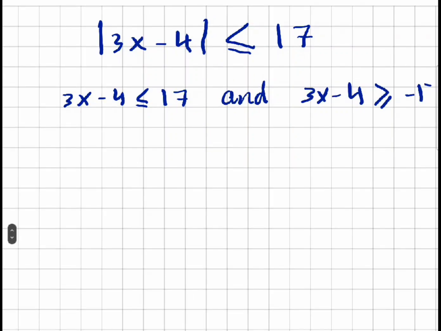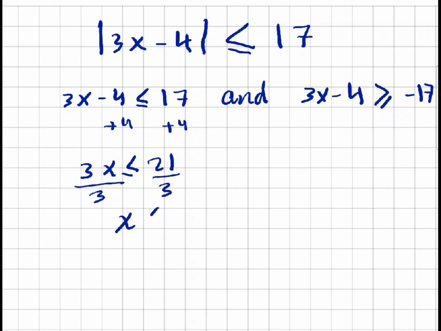So let's begin by adding 4 to both sides. 17 plus 4 is 21. Next, let's divide both sides by 3. 21 divided by 3 is 7. So we get our first answer, x is less than or equal to 7.